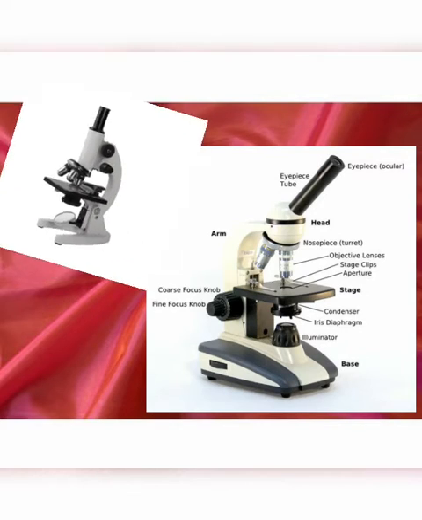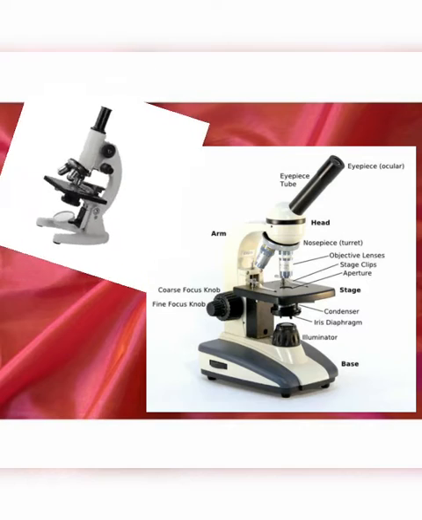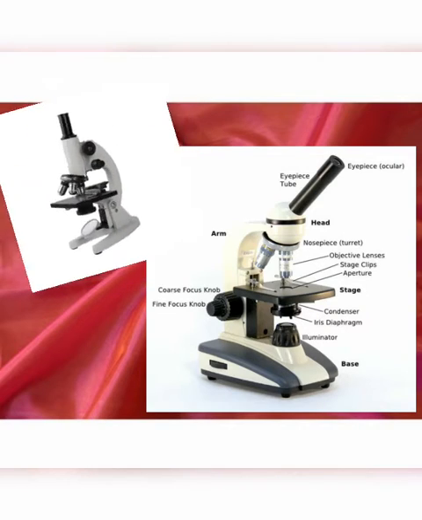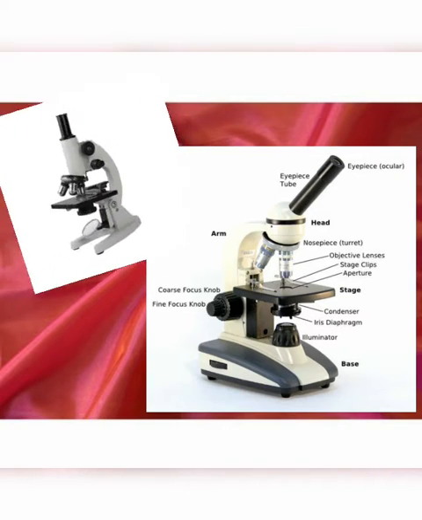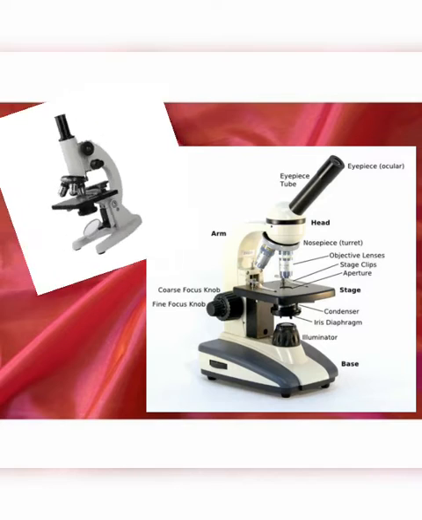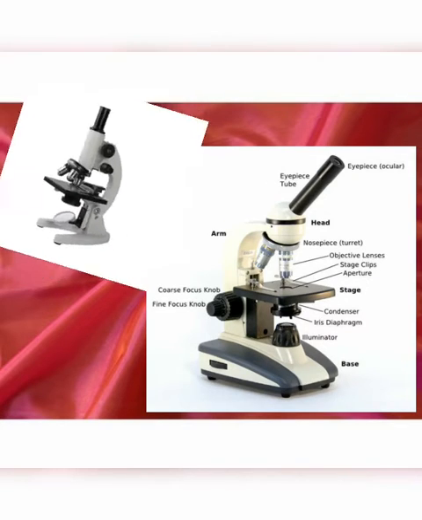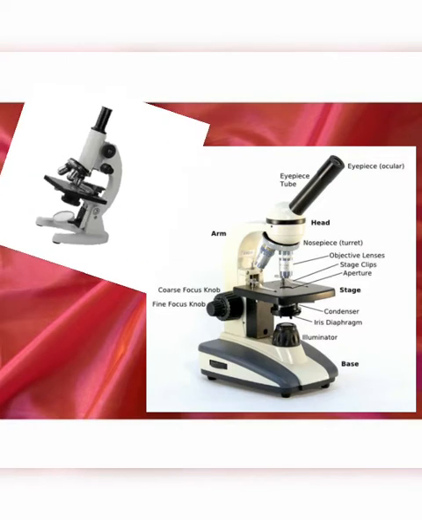Stage. It is a kind of platform having a circular hole in its middle. It supports the slide over the opening; it admits light from the mirror. Stage clips. There are two clips on one side of a stage. These hold the slide firmly in place. Iris diaphragm. It regulates the amount of light passing through the material or specimen.